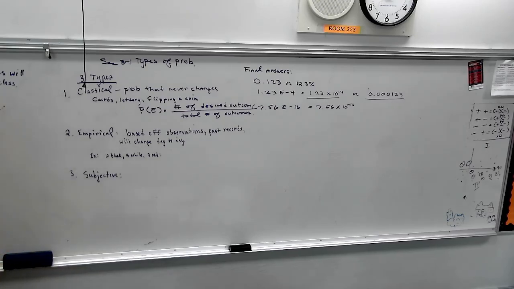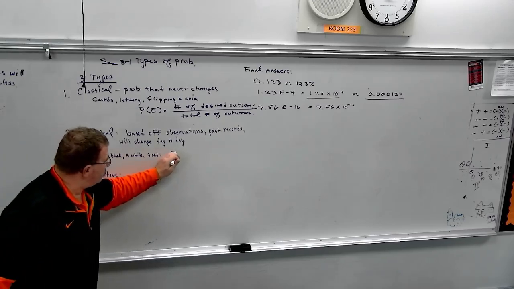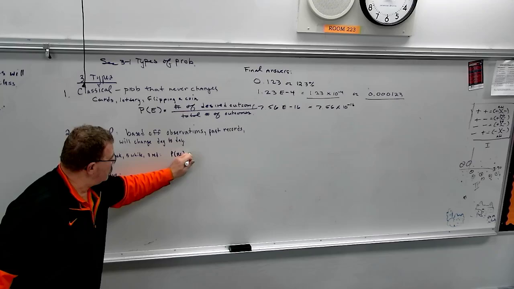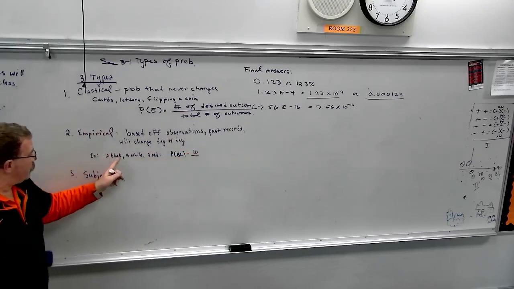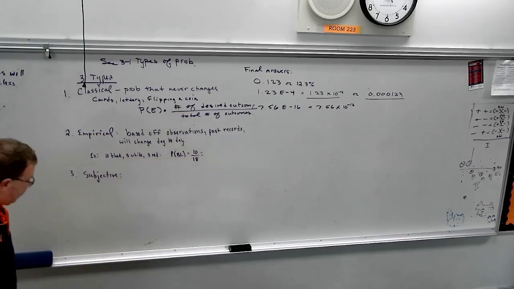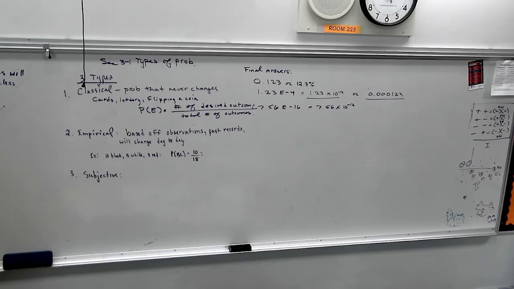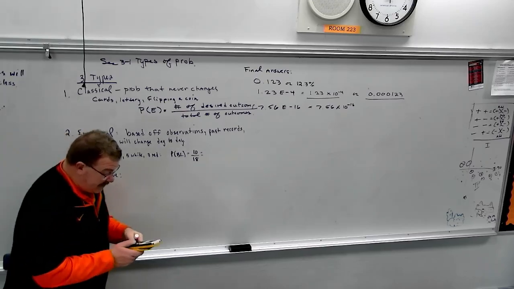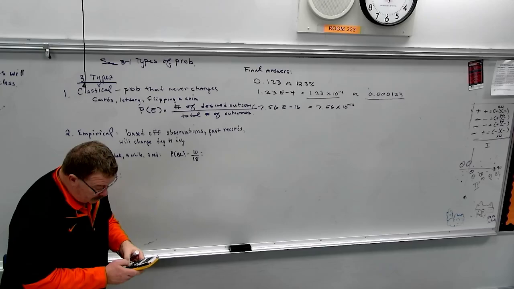I don't look at it, I just grab a sock. What would be the probability of selecting a black sock? 10 out of 18. And how many socks do I have in the drawer? 18. So I would just take 10 divided by 18. Let me give you the decimal equivalent. Again, I'd like you to give it to me as a decimal today.